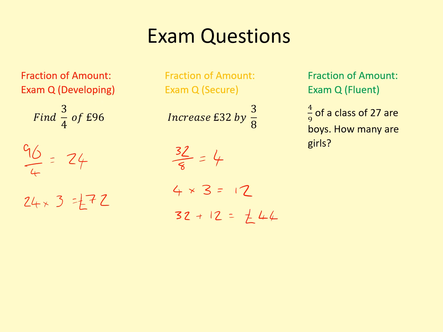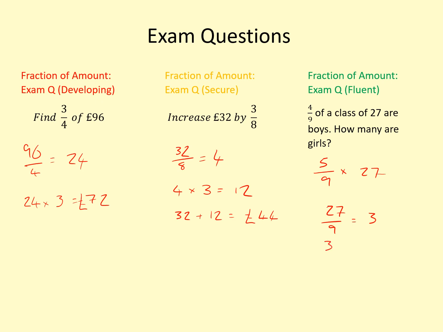And then the last one, it says fraction of amount: 4/9 of a class of 27 are boys, how many are girls? Well, if 4/9 are boys, that must mean 5/9 were girls. So we're going to do 5/9 of 27. So step 1 is 27 divided by 9. That gets us 3. So we divided by the bottom of the original fraction. Then we'll times that result by the top.